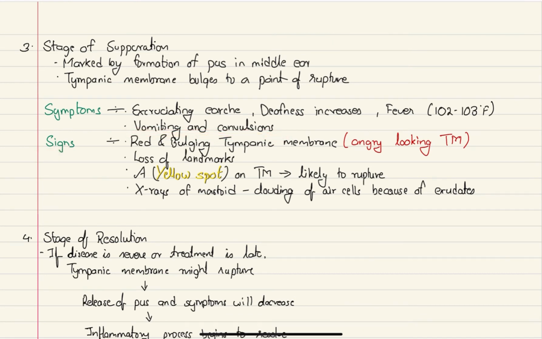Signs here: red and bulging tympanic membrane, which is often described as angry looking tympanic membrane. There will be loss of landmarks, and a yellow spot on tympanic membrane, which is very likely to rupture, is seen. So a yellow spot is a pus-filled protruding area on the tympanic membrane. It's a nipple-like protruding area, which is very likely to rupture. And when you do the X-ray of mastoid, we will see clouding of air cells because of exudates in the mastoid air cell system.